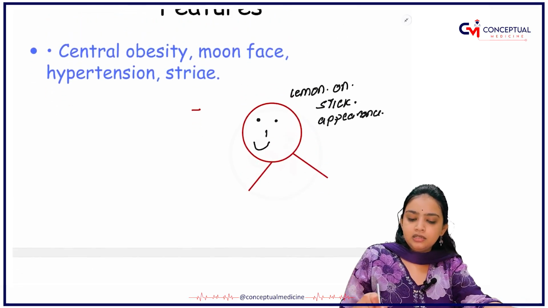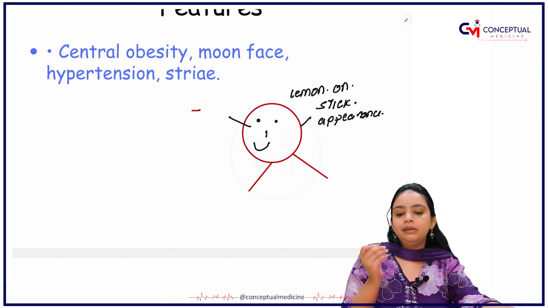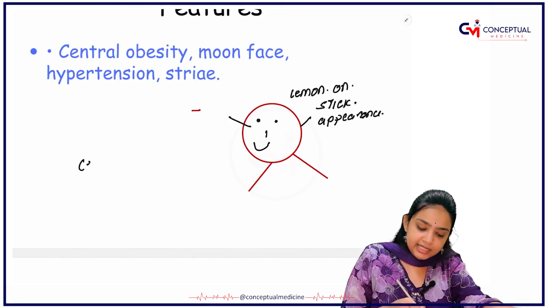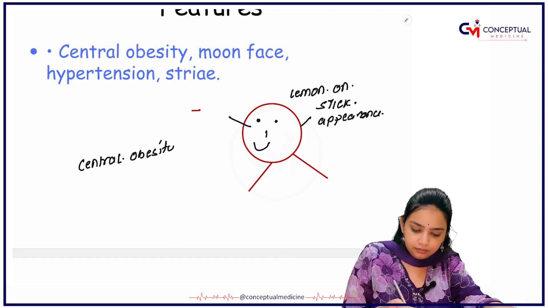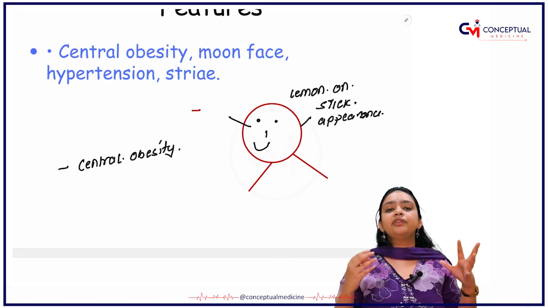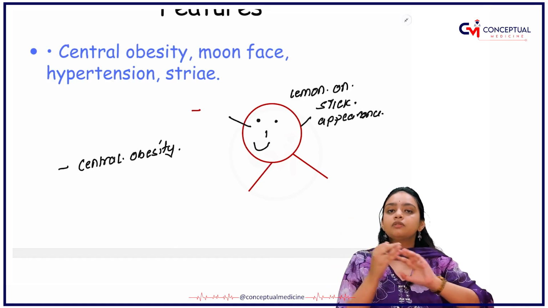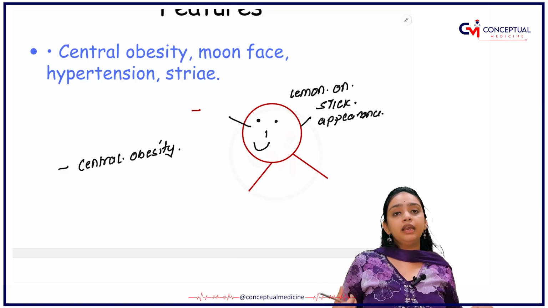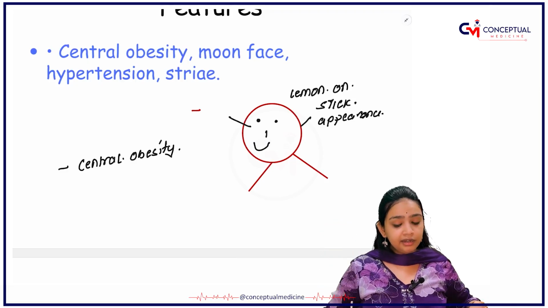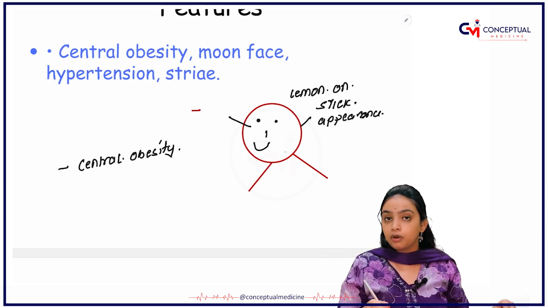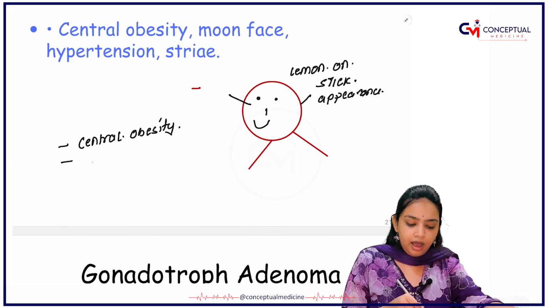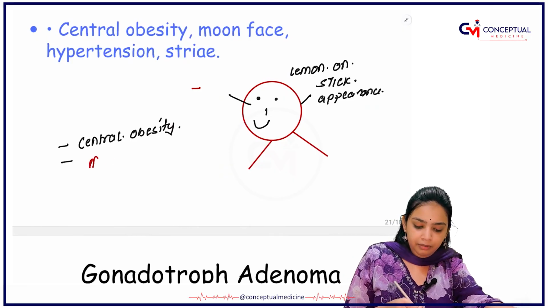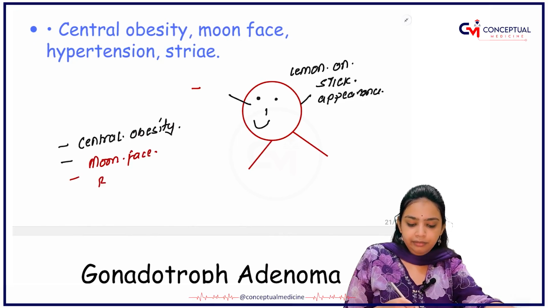Okay. Because you know why it is called a lemon on stick appearance? Because there is central obesity, the periphery of the person is very, very normal. The only obesity that is there is in the center. It is the stomach of that person. So there is central obesity. Okay. Then you are having something called moon face and buffalo hump.